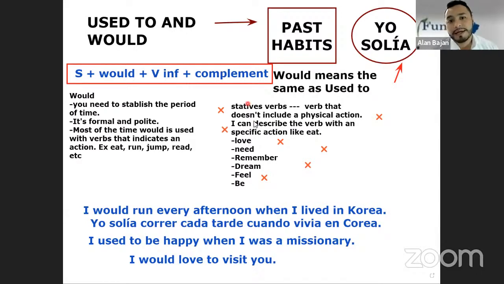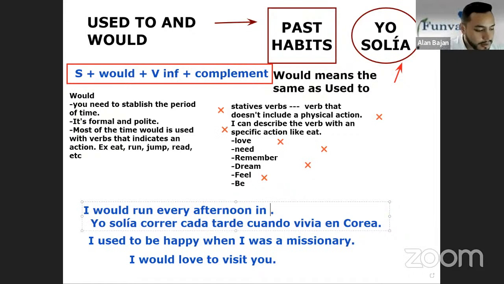For example, I can say, "I would run every afternoon in 2002." Necesito especificar el tiempo. I need to specify the time. In this form, I will know that it's "solía". Why? Because you are talking in past tense. "Solía correr cada tarde en el 2002." Con would, you always specify the time.